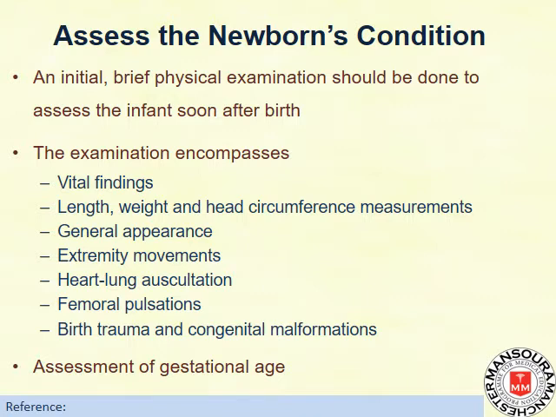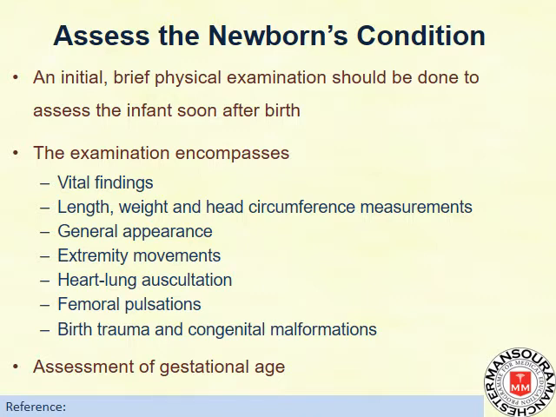You should also do an initial brief physical examination of the newborn soon after delivery. The examination should include the vital findings, including the heart rate, respiratory rate, the length, weight, head circumference, general appearance, extremities movement, heart-lung auscultation, palpation of the femoral pulsations to exclude coarctation of the aorta, and looking for evidence of birth trauma or congenital malformations.